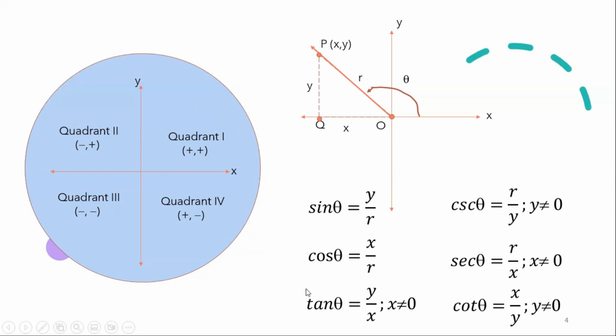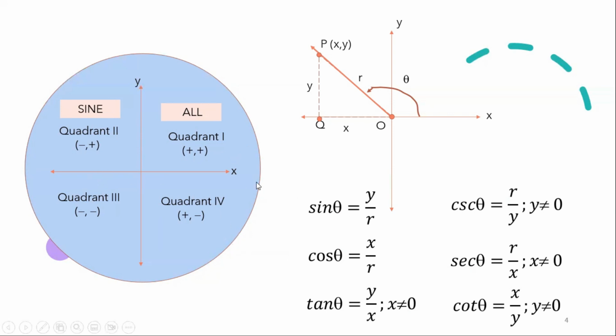all the six trigonometric functions are positive on the first quadrant. So we call it all. We assign this quadrant as all. All means that all the six trigonometric functions on the first quadrant are positive. Then second is 2. For the second quadrant, we have sine.